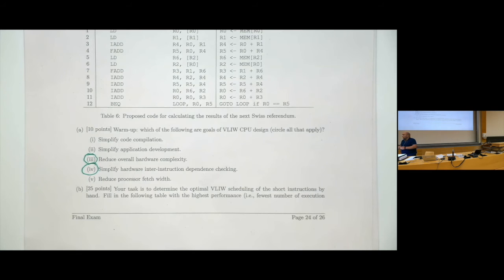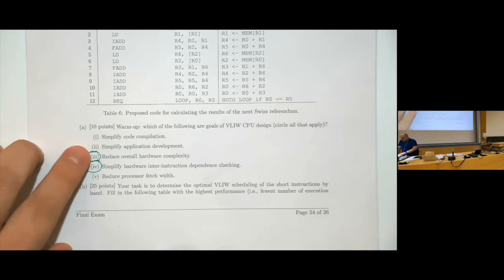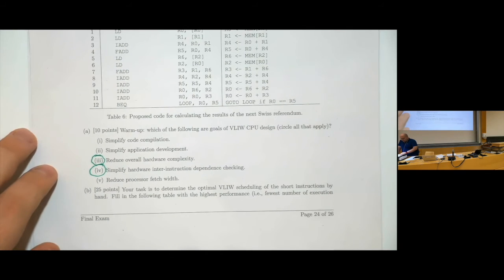Does it reduce the processor fetch width? Not at all. In fact, the opposite, right? The fetch width becomes wider, right? We fetch more, let's say bytes, with each instruction that we process, right? So this fifth option is also not true. So the answer here for part A is sentences 3 and 4.